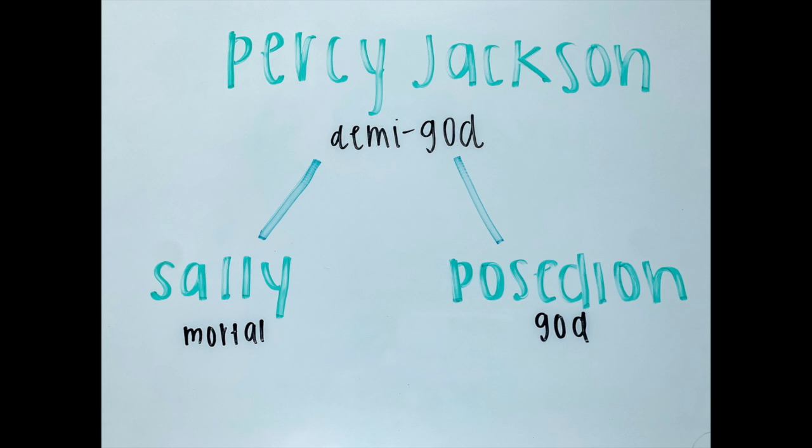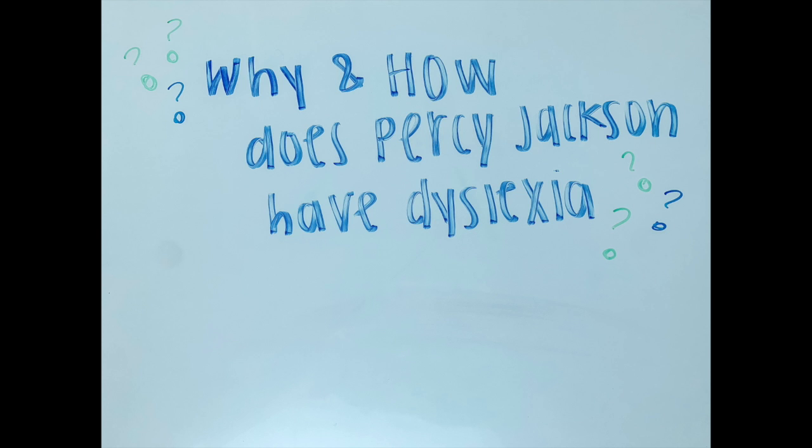He is the son of Poseidon and his mortal mother, Sally Jackson. Percy Jackson is genetically very different in comparison to his fellow family members, partially because he is half Greek god and half mortal. As stated in the book, Percy Jackson has dyslexia because he is hardwired to read ancient Greek and has inborn battle reflexes.